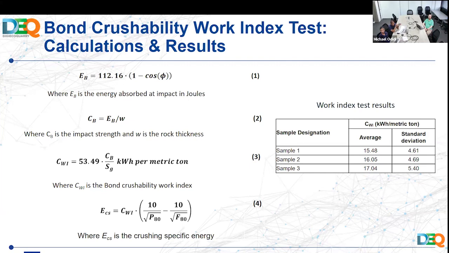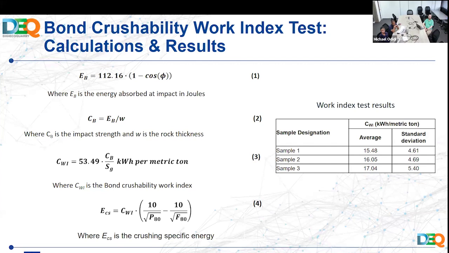So the smallest dimension facing upwards. Once you have that impact strength, then you can work out the index there. There's a calculation, of course, that goes into how you derive that 53.49. It's an empirical correlation, but eventually you arrive at that. So then you can work out the work index.